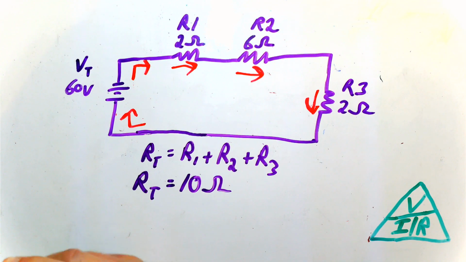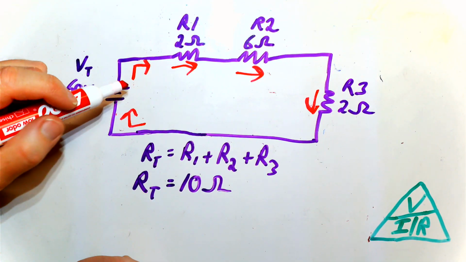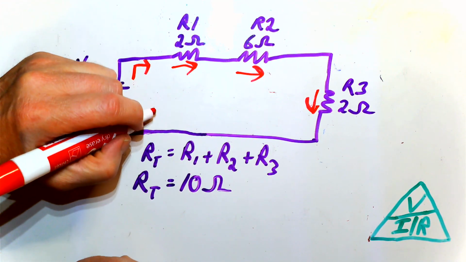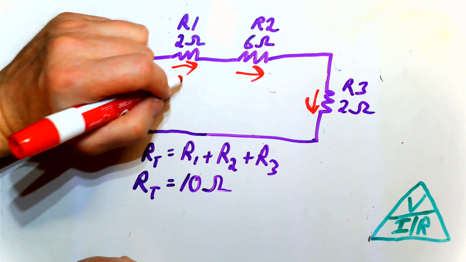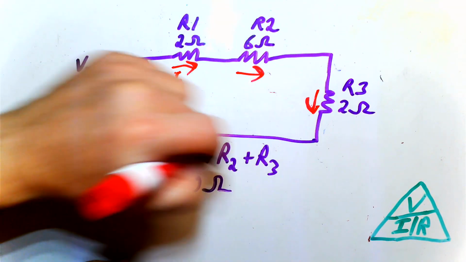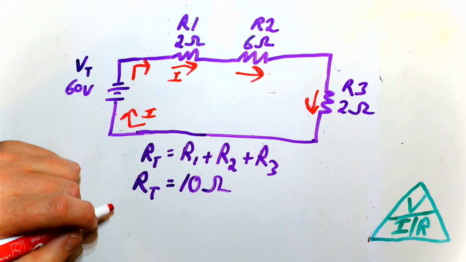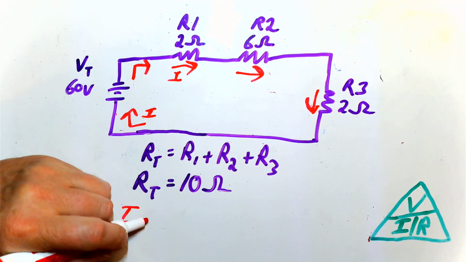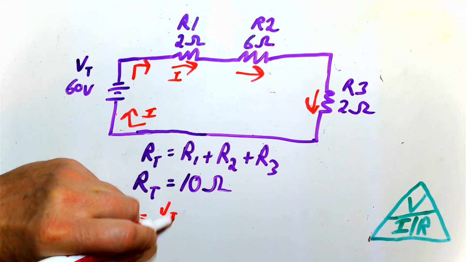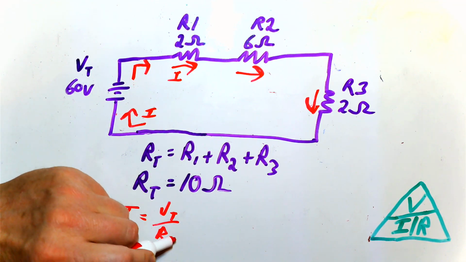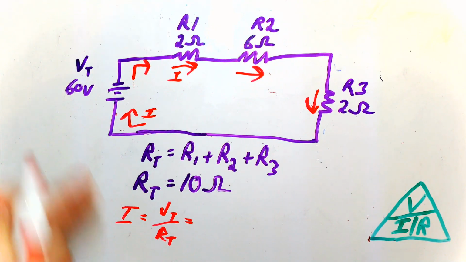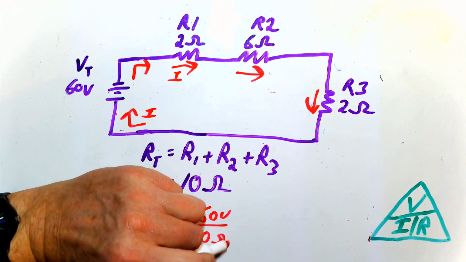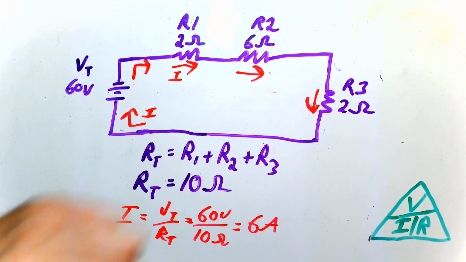And that rule is the current throughout the circuit, the red arrows is the current, right? That is the same throughout. So first of all, in order to figure out the current, we're going to do the Ohm's law. Current equals voltage, that would be the total voltage divided by the total resistance. In this case, it would be 60 volts divided by the 10 ohms equals 6 amps.